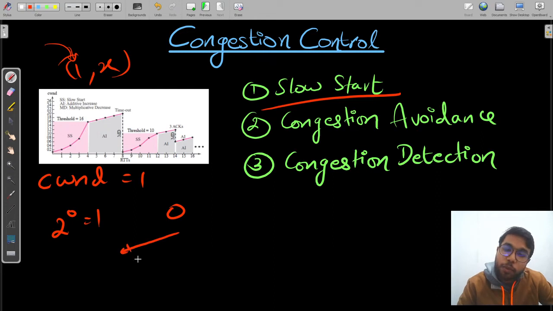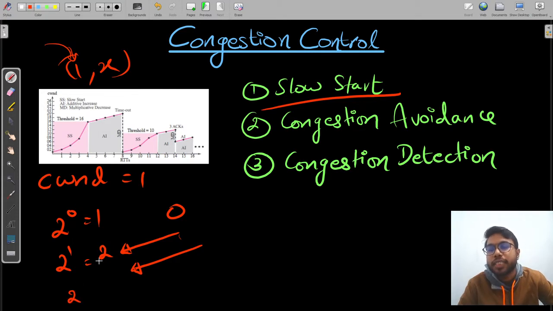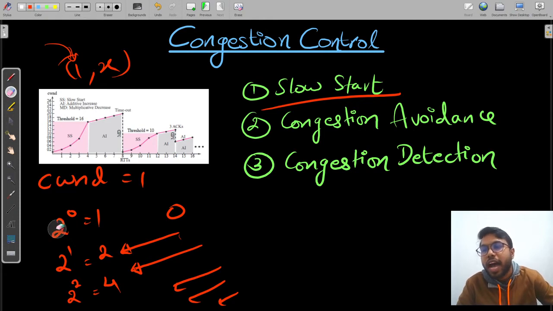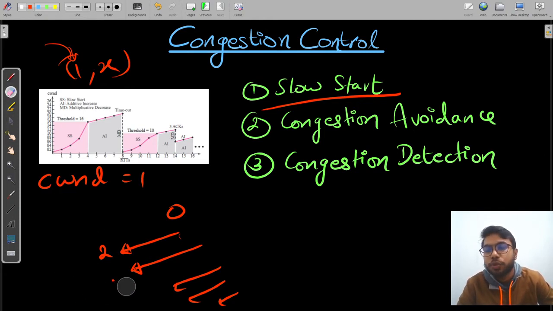Now, if it is delivered successfully, you would receive an acknowledgement. So the number of acknowledgements is now 1, 2 raised to power 1. So now my congestion window is 2. Then I send again, and I receive another acknowledgement. Now I have received 2 acknowledgements, so my congestion window is 2 raised to power 2. Then again. I have a threshold, and that is where we would stop doing this.